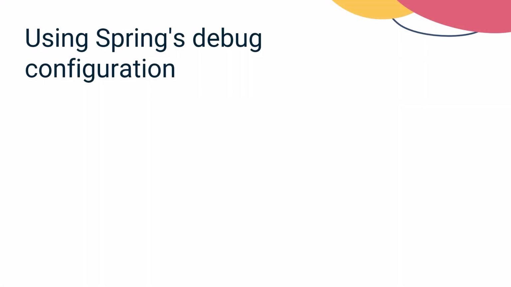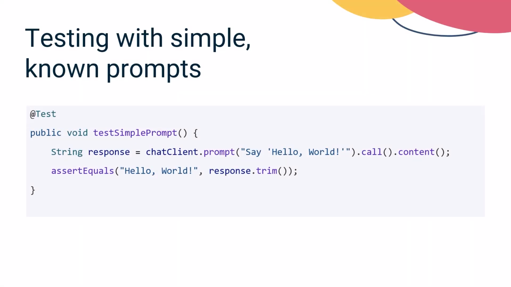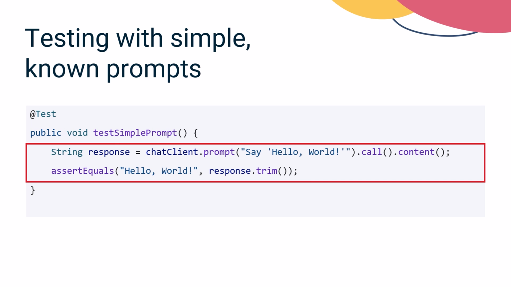Another debugging technique you can use is Spring's debug configuration. You can enable Spring debug mode in application.properties. You can also debug by testing with simple known prompts. When debugging, use simple prompts with expected responses. In this code snippet, we use the Hello World prompt.